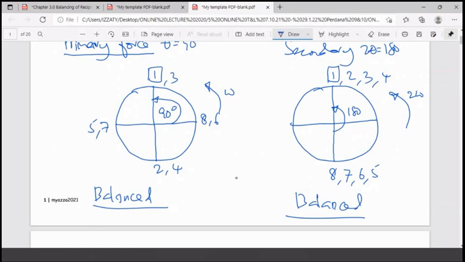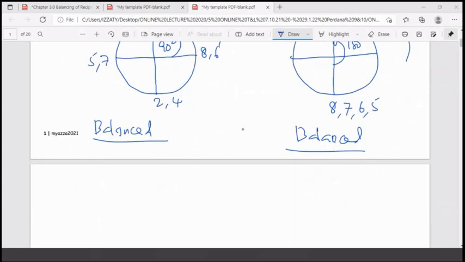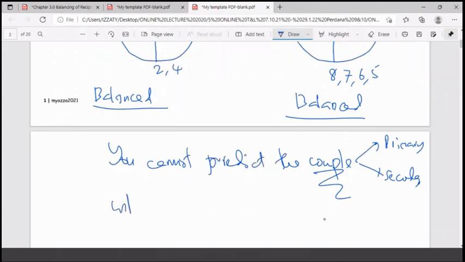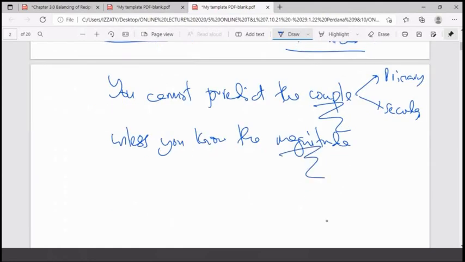You cannot predict the couple. Now remember this one. You cannot predict the couple, because you have a primary couple and also a secondary couple. You cannot predict this one unless, put it here, unless you know the magnitudes. So what is the magnitude? The magnitude is one in the table.